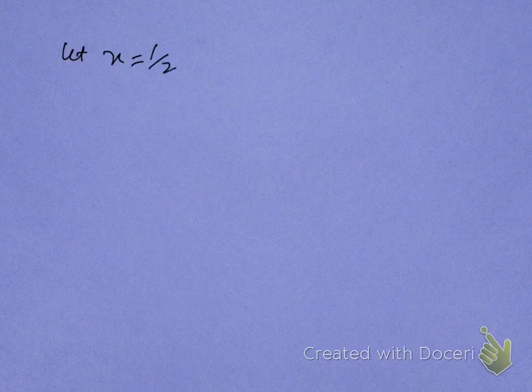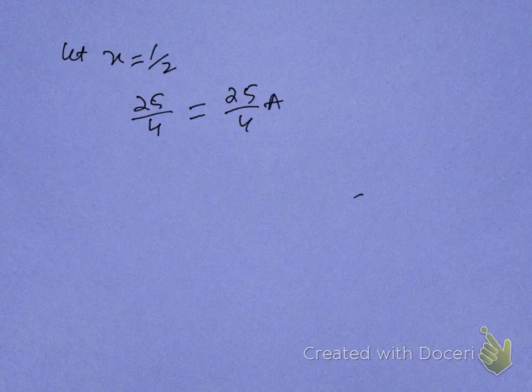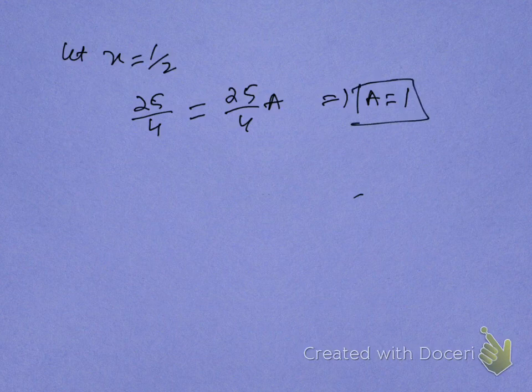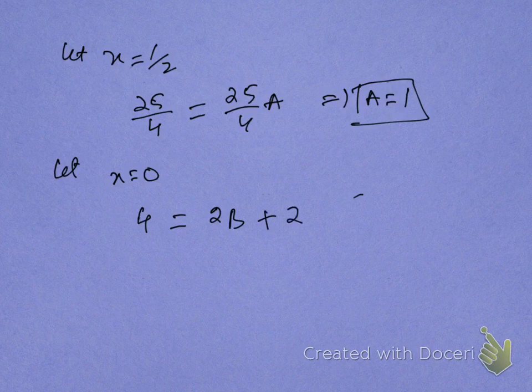Now substitute x = half. When we substitute x = half, we will get 25 upon 4 on the left side, and on right side we have 25 upon 4 with a. Therefore the answer of a will be 1. Let's substitute x = 0 for the last constant. So when we substitute x = 0, we have 4 on left side, on right side we have 2b plus 2. Therefore the answer of b will be 1.